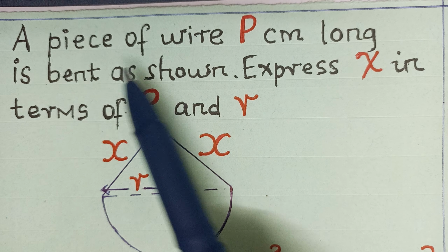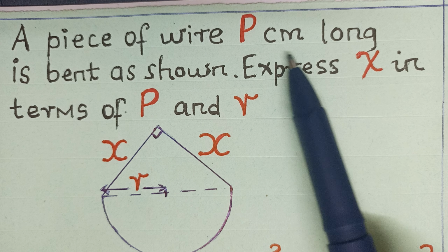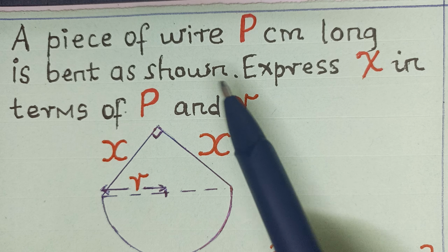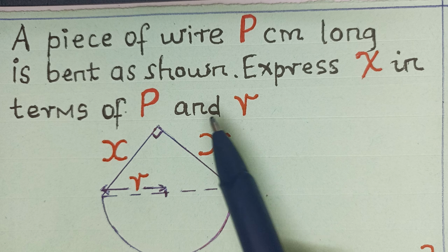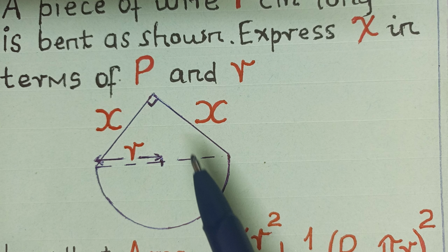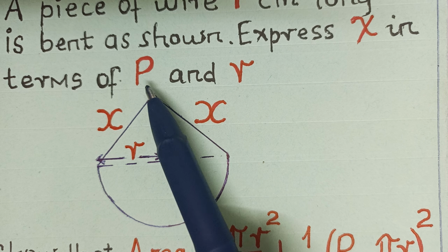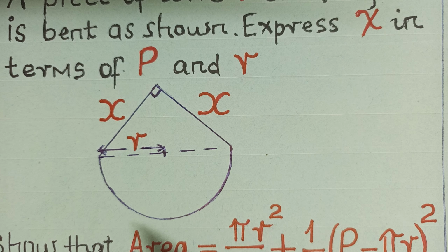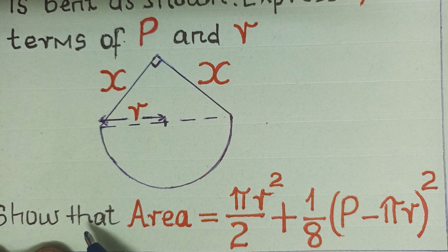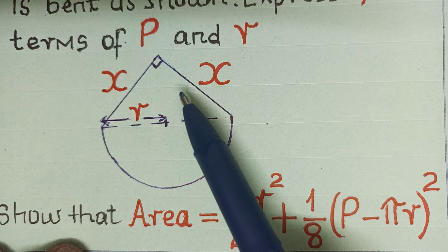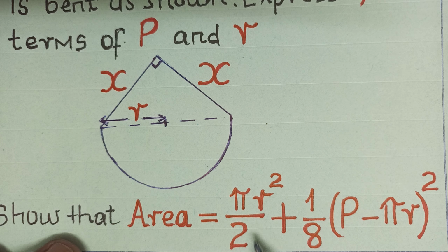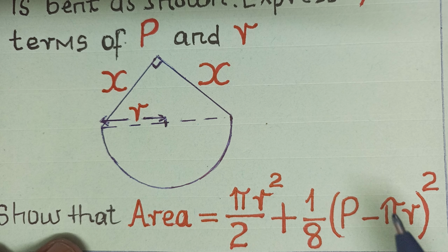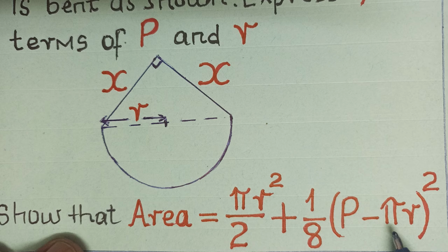I read the question first. A piece of wire p centimeters long is bent as shown. Express x in terms of p and r. So we are supposed to express x in terms of p and r. And then we are told to show that the area of this figure is equal to pi r squared over 2 plus 1 over 8 (p minus pi r) squared.